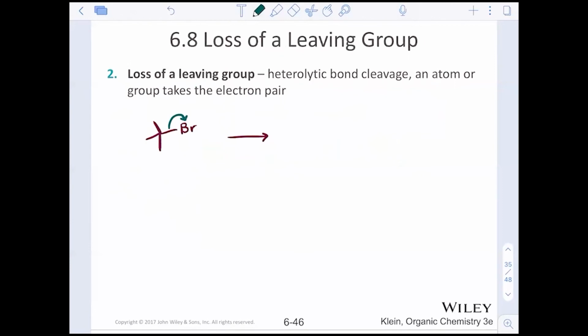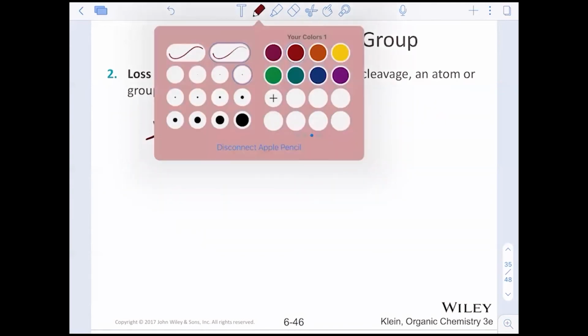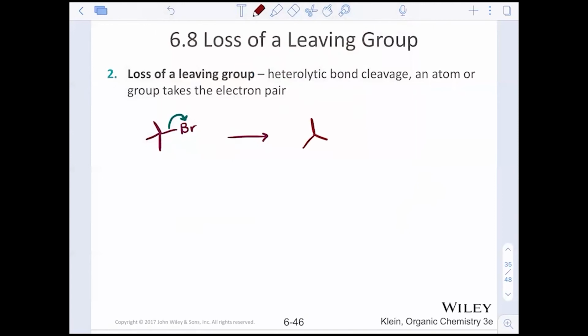Bromine is leaving. The heterolytic bond cleavage of an atom where it takes the electron pair away from whoever it was bonded to. Right? There's our loss of leaving group. Bromine is the leaving group right there, or bromide is the leaving group.